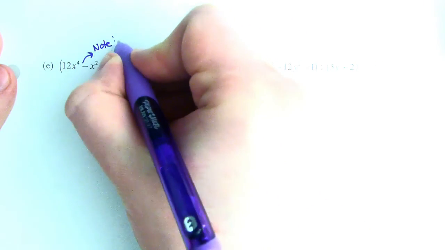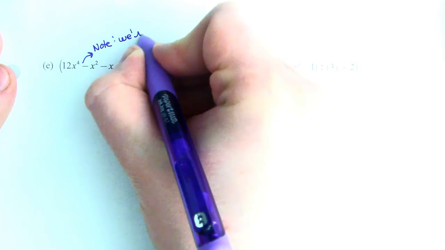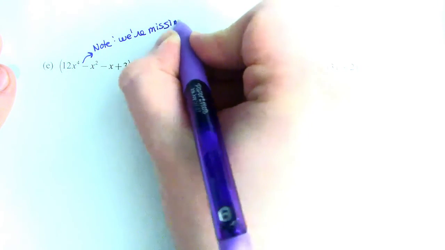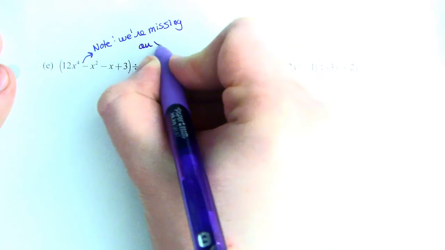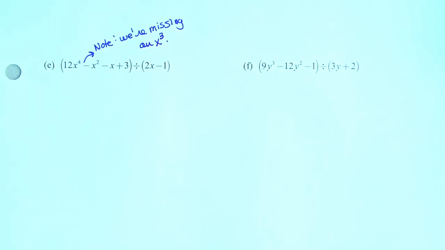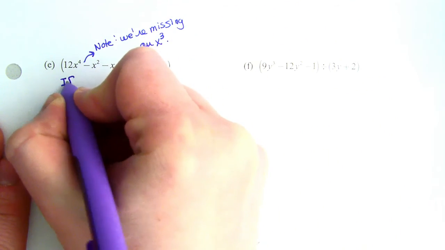Note, we're missing an x to the 3rd. And that's actually not okay as far as keeping like terms in place when we're doing long division. If you are missing a term, we need to include it in our long division setup with a 0 coefficient. I'm going to write that over here.